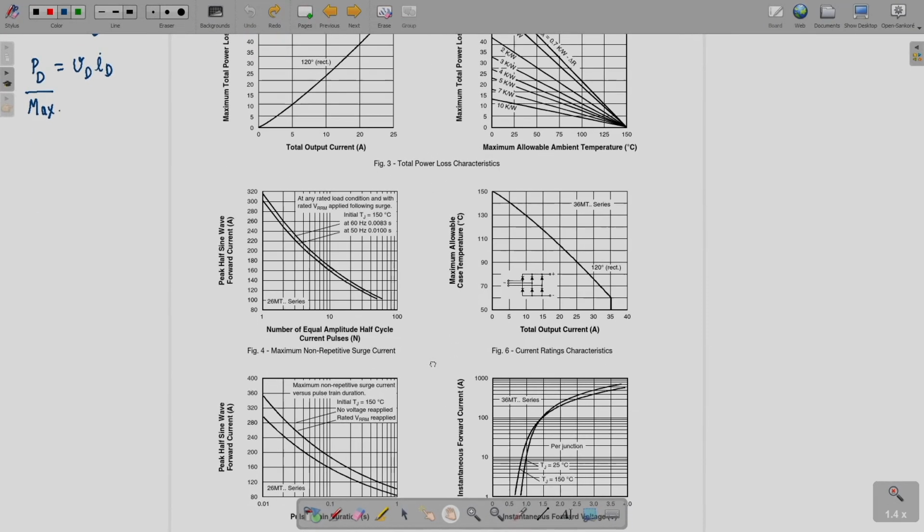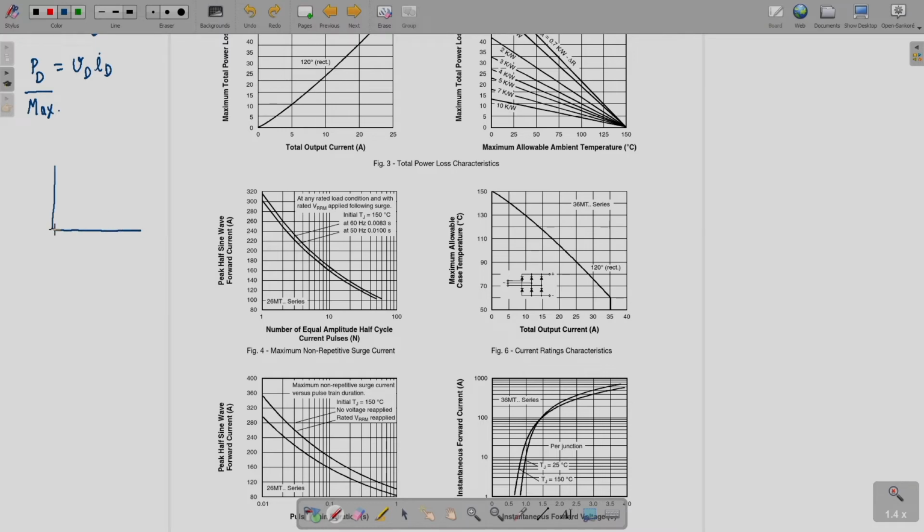Then next is what we see over here, your peak sine wave forward current versus number of equal amplitude half cycle current pulses, and this is your maximum non-repetitive surge current. For that, this is provided.